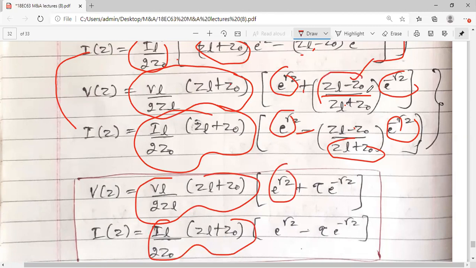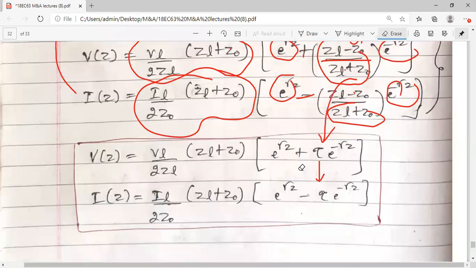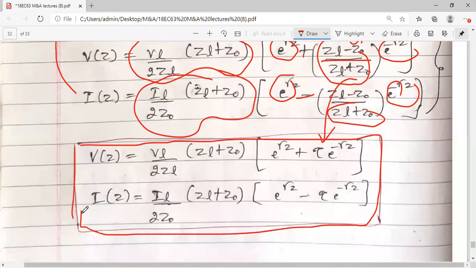What is ZL minus Z naught by ZL plus Z naught? It is nothing but your reflection coefficient tau. So replace it with tau in both the equations. So this is the equation. These two pair of equations, you can find in the red rectangular box. These two equations we are going to use in order to derive the relation between rho and tau.